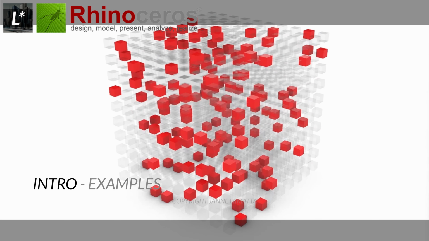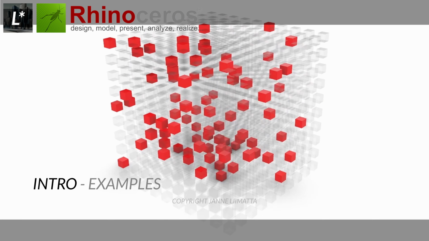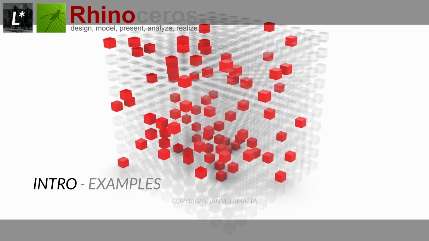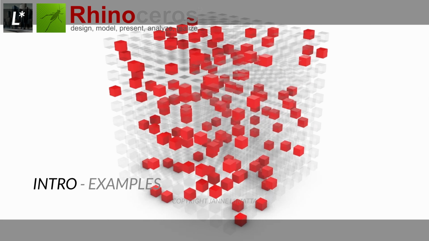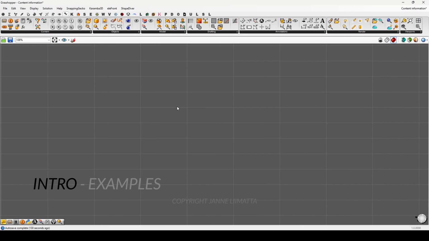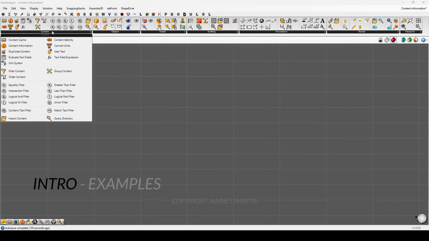Hello! After watching this video, you will know how to use the content information component for tagging, searching and filtering content inside Grasshopper. You can find the component in the Rhino tab's content section.